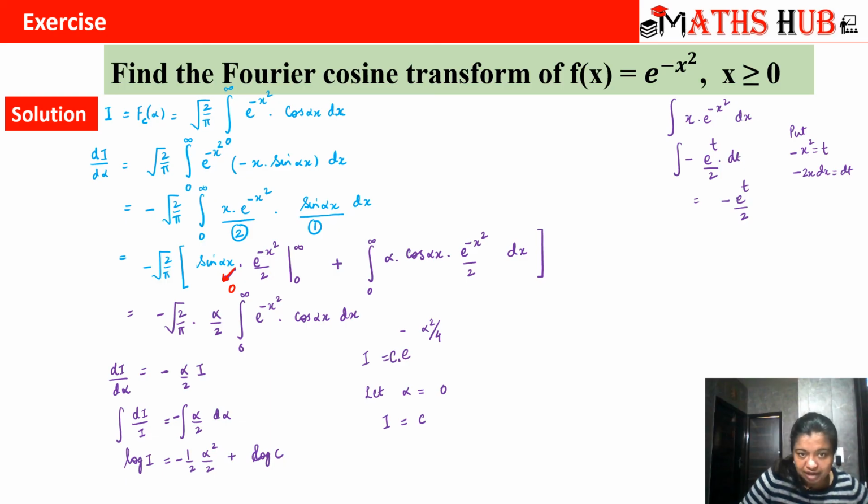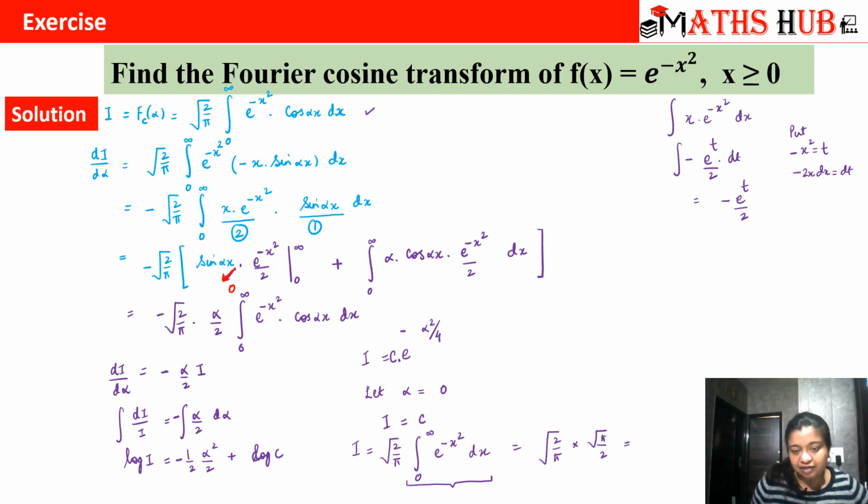Yes. You can put alpha equal to 0 here, and you can get I as under root 2 by pi, integration 0 to infinity e to the power minus x square, cos alpha will become 1, dx. And we know that this is the gamma function from the error function, right? And this has value equal to under root pi by 2, right? So under root pi will get cancelled, and you will get 1 by under root 2. So I is 1 by under root 2, and I is also equal to c. So that implies c is equal to 1 by under root 2.